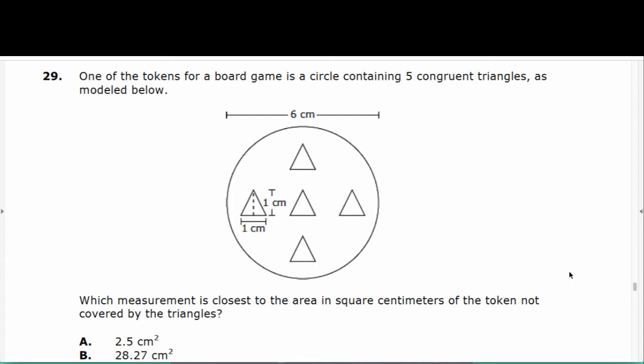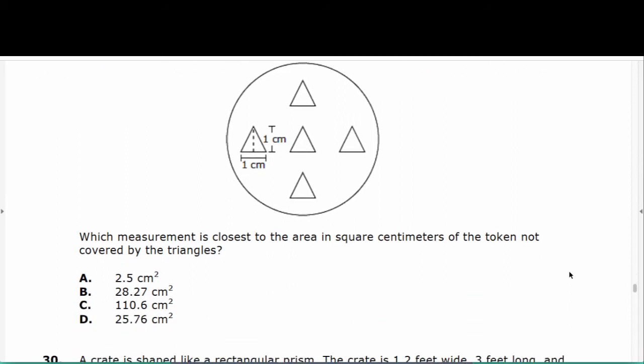Question 29. One of the tokens for a board game is a circle containing 5 congruent triangles, as modeled below. Which measurement is closest to the area in square centimeters of the token not covered by the triangles? A. 2.5 centimeters squared. B. 28.27 centimeters squared. C. 110.6 centimeters squared. D. 25.76 centimeters squared.